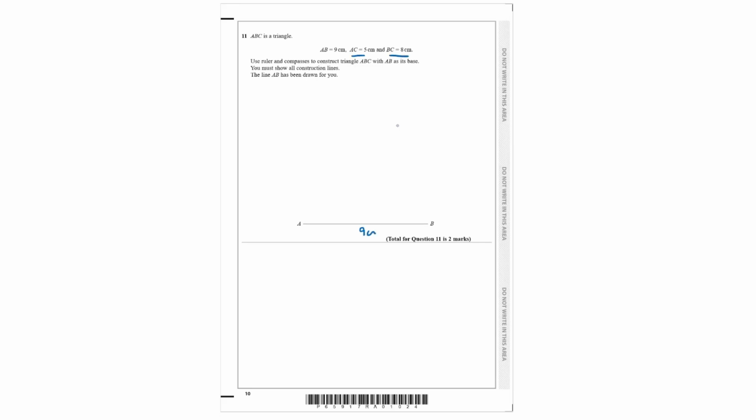To question 11. ABC is a triangle where AB is 9 centimeters, AC is 5 centimeters, and BC is 8 centimeters. Using a ruler and compasses, construct triangle ABC with AB as its base. You must show all your construction lines. The line AB has been drawn for you.